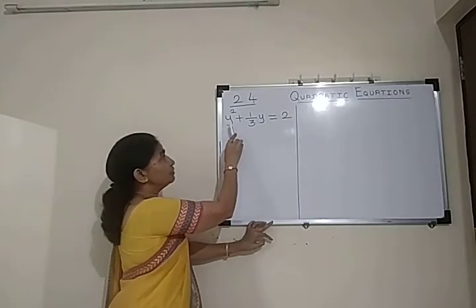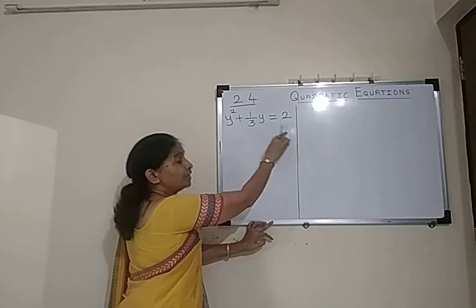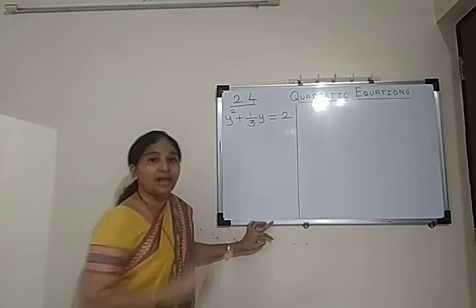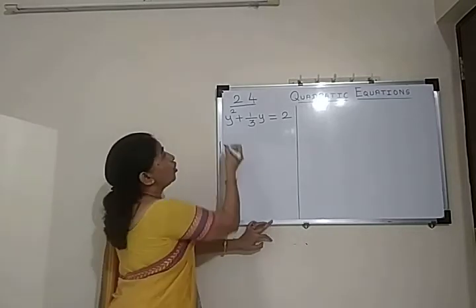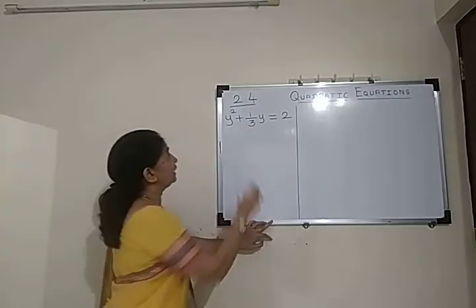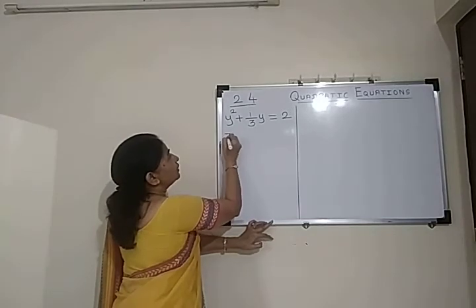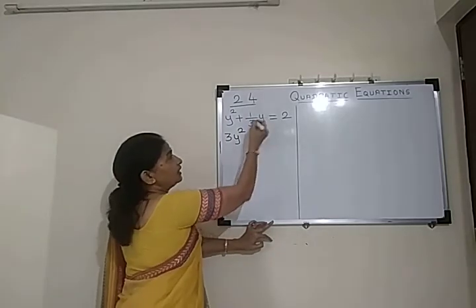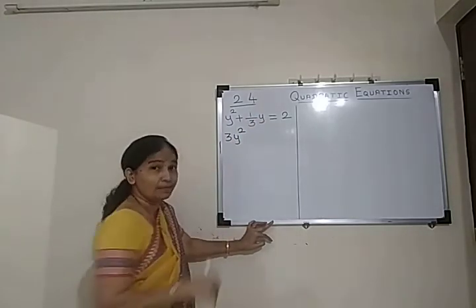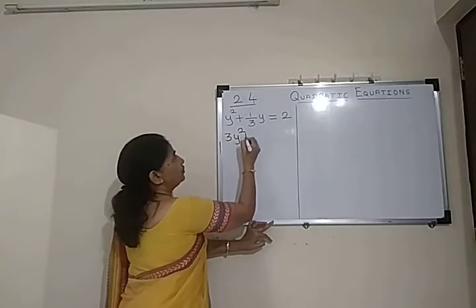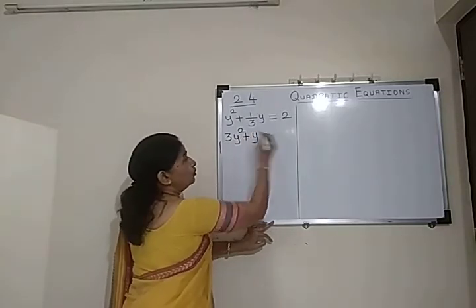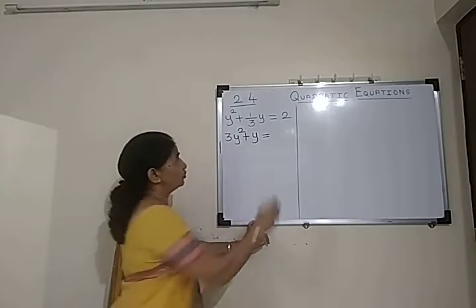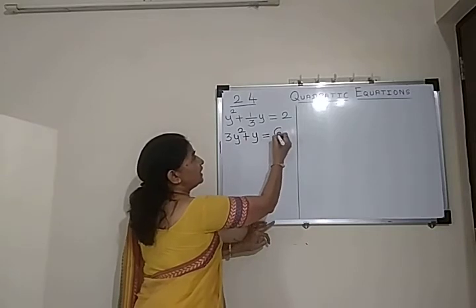Whole equation means each and every term, to the left side also and to the right side also. Okay. So, multiplying by 3, I will get 3y square. Am I right? Plus, here 3 will get cancelled, 1y means y. Plus y is equal to, I have to multiply this term also. So, 3 2s will come as 6.